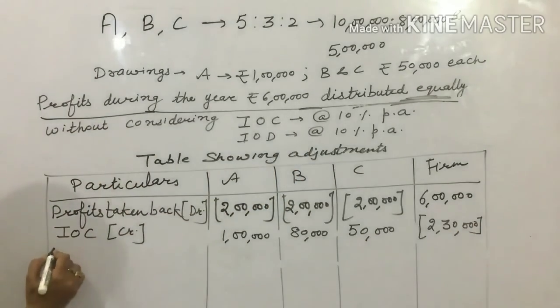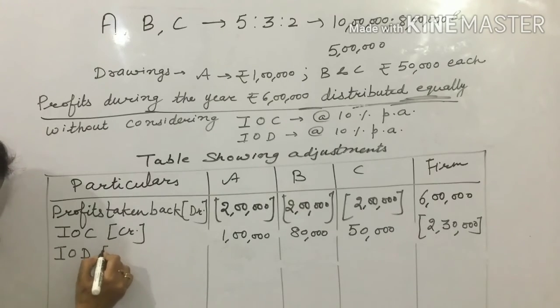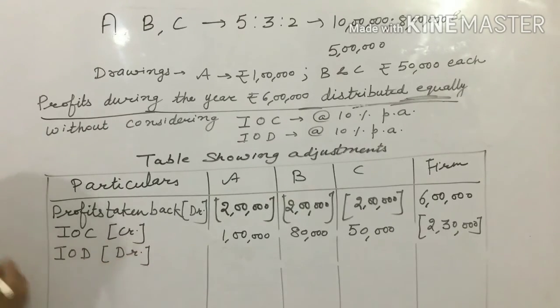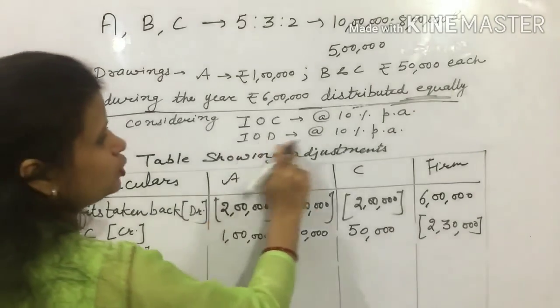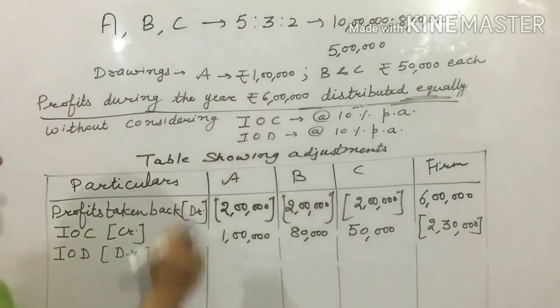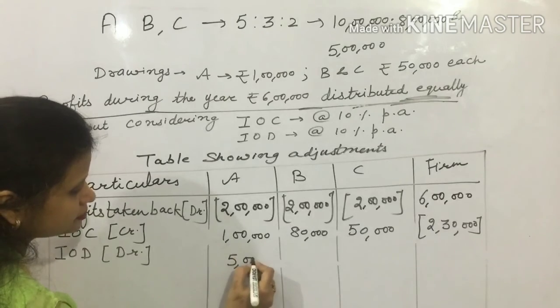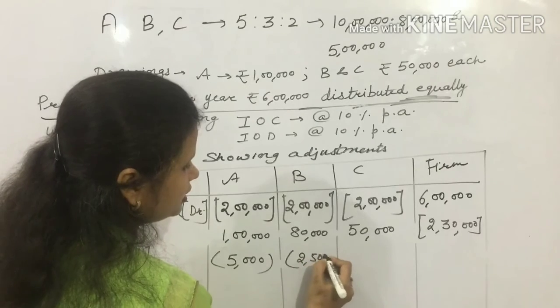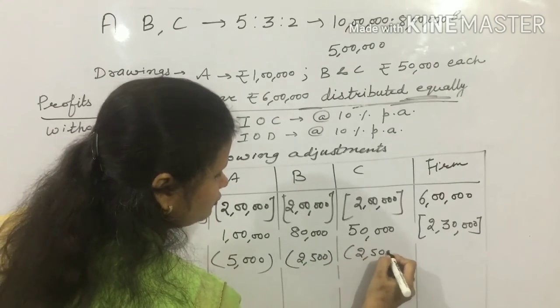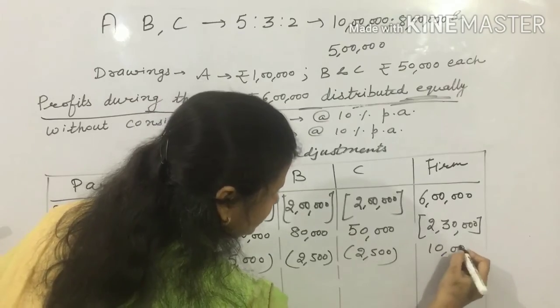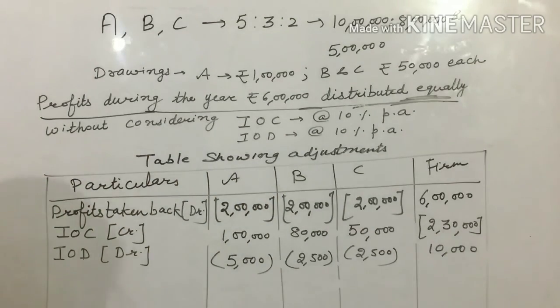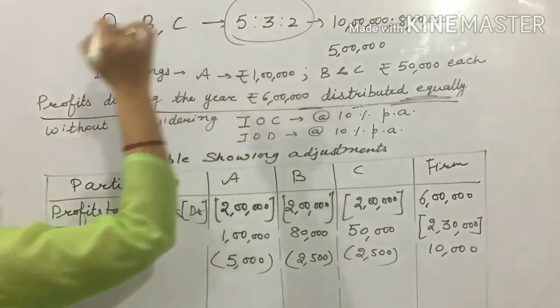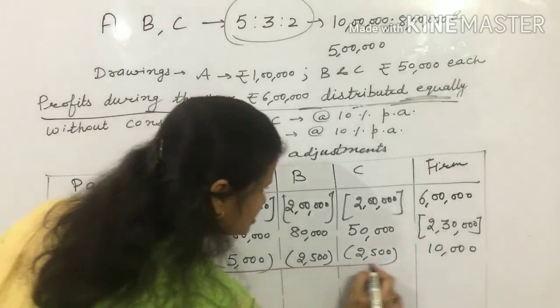Then next, interest on drawings, as it is to be charged from the partners, so it will be debited to their accounts. Rate of interest on drawings 10% per annum, and drawings are given to you. For A it will be 5,000, for B it will be 2,500, and for C it will be 2,500. So firm will get a credit of 10,000. Now whatever profit will remain after adjusting these two items, they will be distributed in ratio of 5:3:2. Let us calculate those profits.